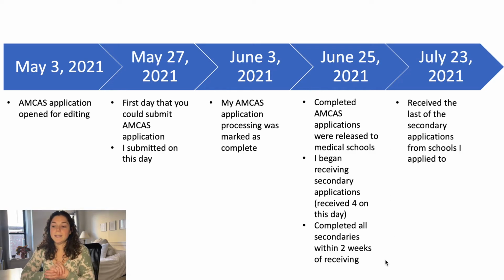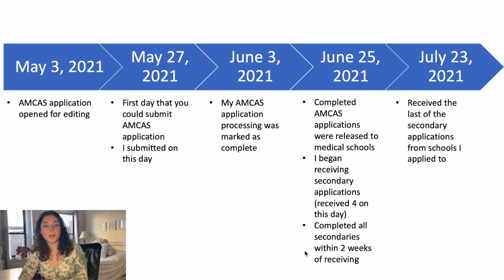Then June 25th of 2021, the completed AMCAS applications were released to the medical schools. So as long as you had submitted it and it had been processed successfully, it was released to schools on June 25th. And then I actually began receiving secondary applications right on this day, I think. I received about 4 on June 25th.